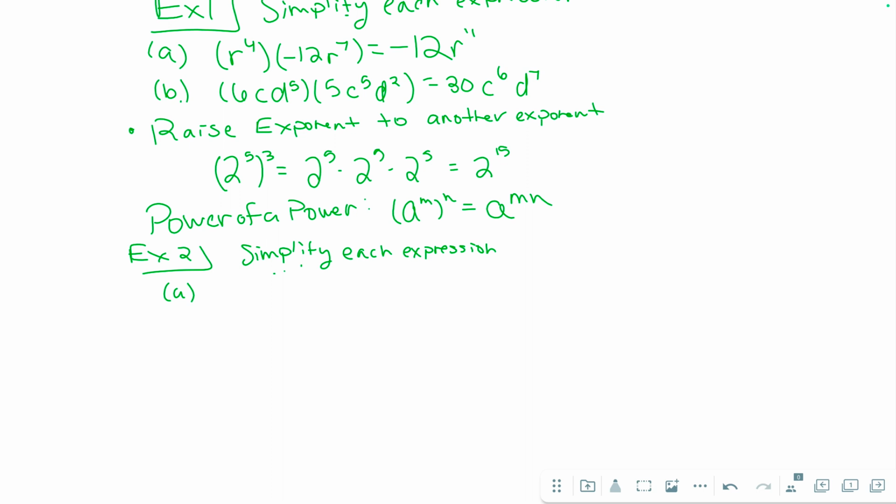What would you do in a circumstance like this? 2 cubed, and then 3 cubed squared. Oh, okay. So I see all these exponents next to each other. What am I going to do? Distribute. Yep. So is it just 3 times 3 times 2? Yes, what is that? 18. And 2 to the 18th.